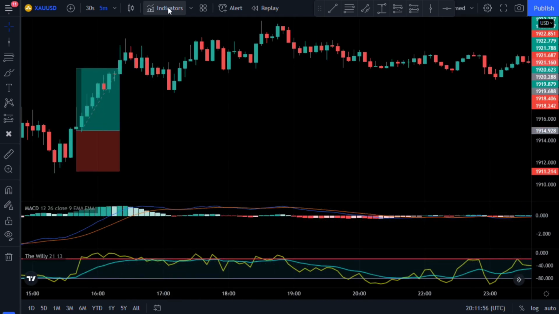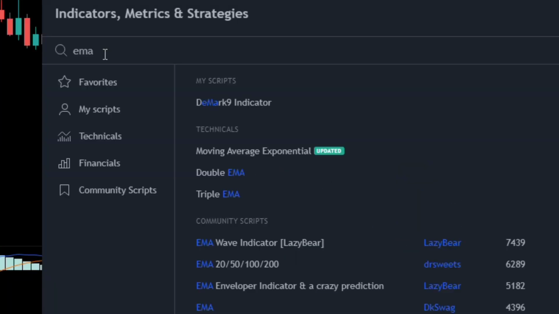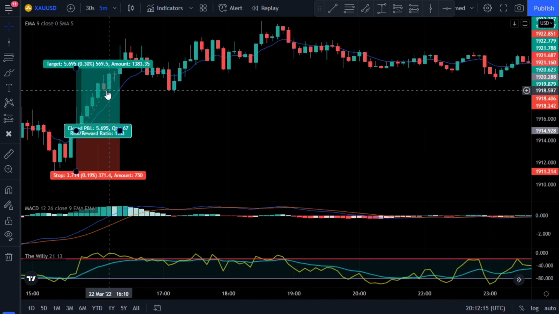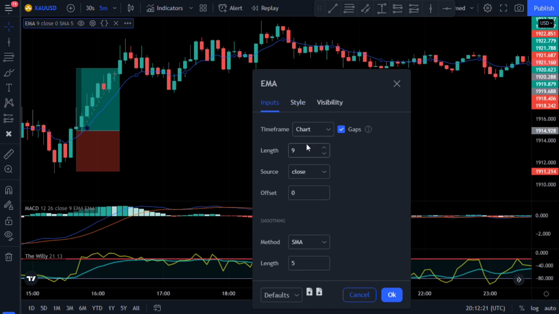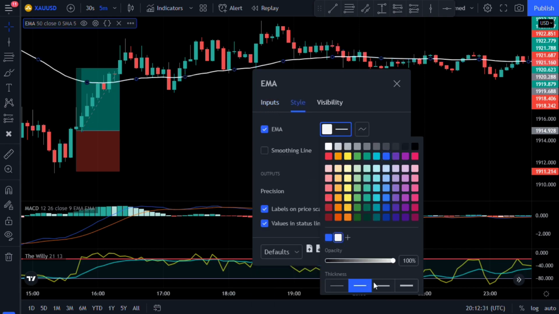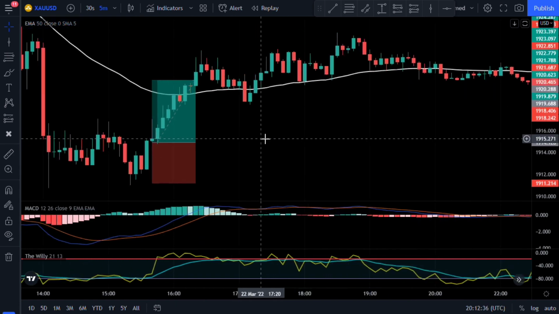Let's add the next indicator to the chart. We search for the indicator EMA. We add this to the chart. Then we go to the indicator settings. We change the numbers from the inputs section. We change the number 9 to 50. Then I change the color and increase its thickness, so that it looks better. Okay, our strategy is complete.